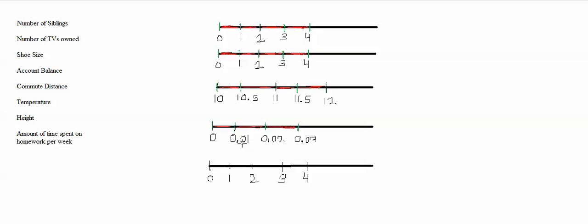If we move the decimal point out to the hundredths place like we did here, this still wouldn't be correct, because a person's commute distance could fall into one of these red areas. For example, a person's commute distance could be between 0.02 and 0.03 miles. It's technically possible for a person to have a commute distance of 0.023 miles, which would be in here, or 0.035 miles, which would be out here.